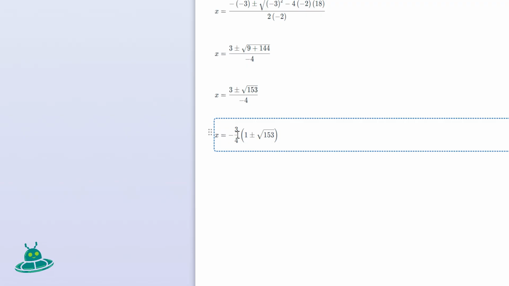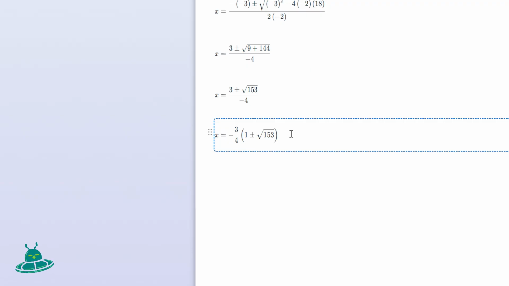Now that it's as simplified as you can get, we can actually calculate this with a calculator, of course. So let's do this: negative 3 over 4 times 1 plus, we're going to have to do 2. See, the plus or minus is 2 different equations. We're going to do one that's positive, 1 plus the square root of 153, and the other one's 1 minus the square root of 153. We're going to work it out. Right now, let's do the positive one.